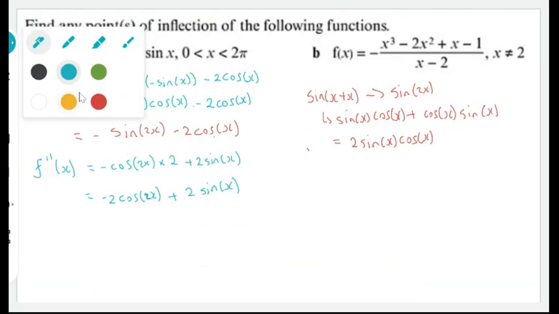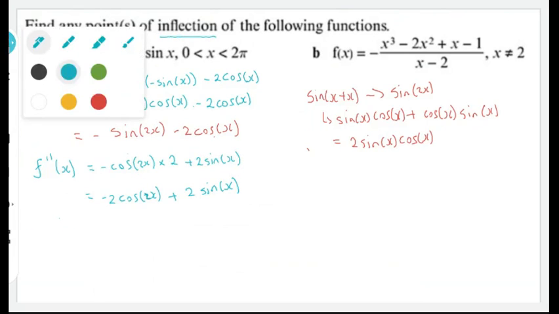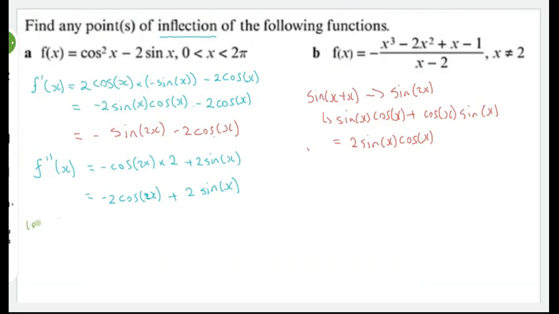That being said, we now want to make this equal to 0, because for the point of inflection, it's just where your second derivative equals 0. So we let minus 2 cos of 2x plus 2 sine of x equal to 0. And we have to solve this equation.